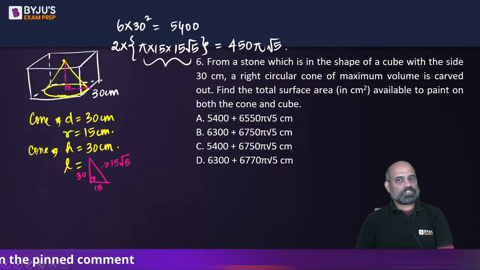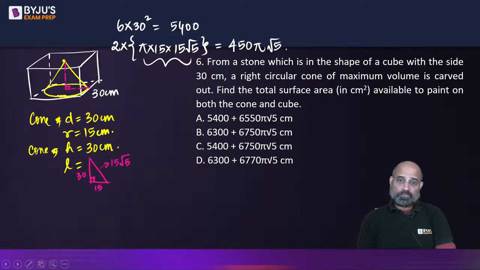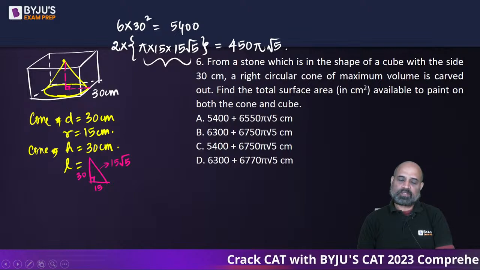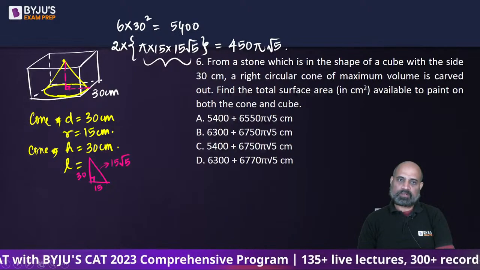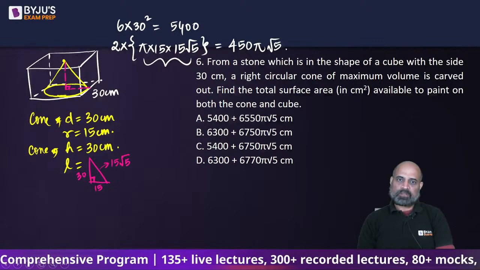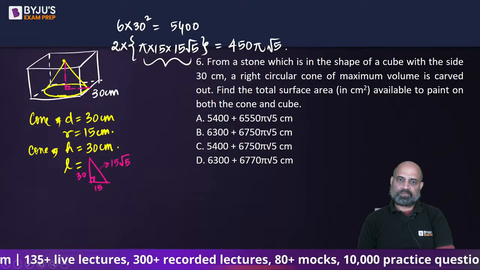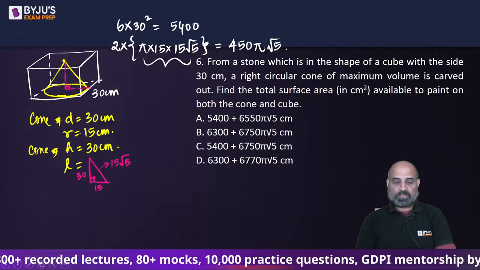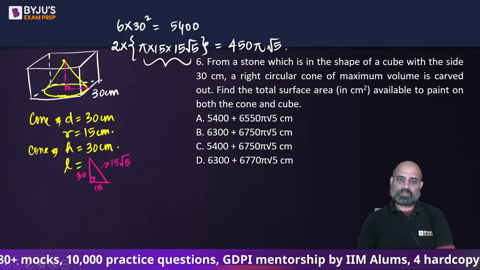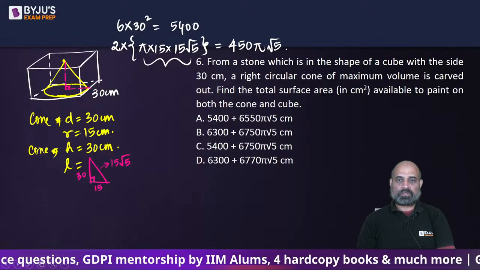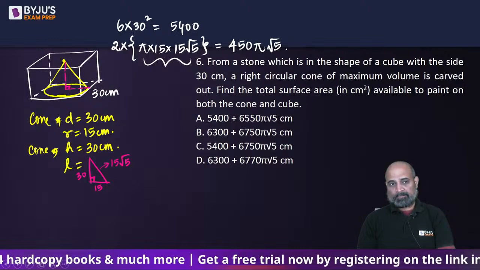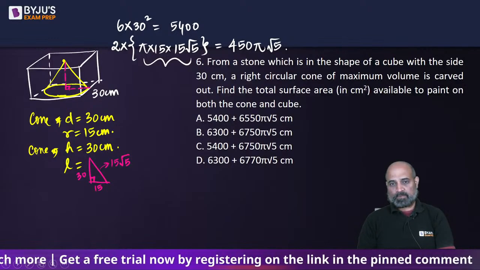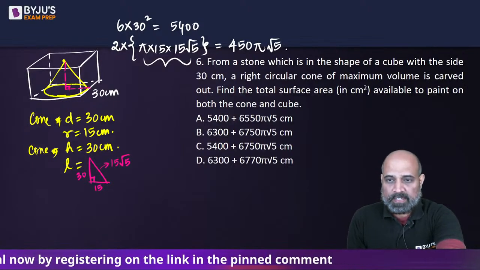We have 670. 6,000 plus root 5. I'm making some mistake. If I take out 15, hmm, 617.